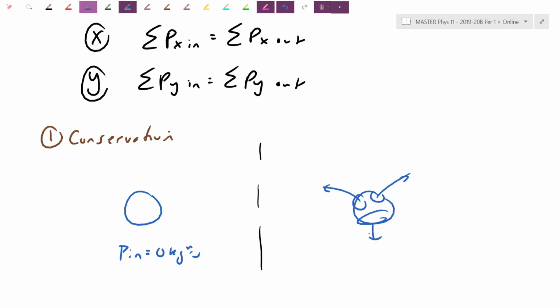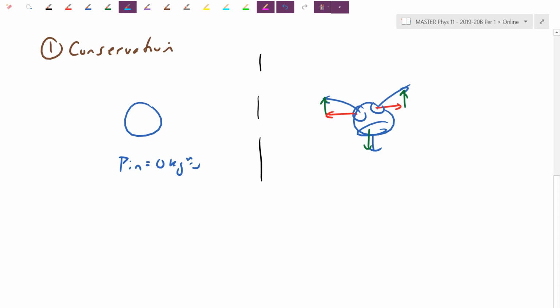Basically, you're going to say, well, P in equals P out in the x direction. All these pieces here, the momentum of this piece, px, px, and px, has to cancel out. The momentum of the y piece, this part going up, and this part going down, that part also has to cancel out so that the total momentum actually ends up being 0. That's the conservation style problem. There were no collisions, there was no before and after.